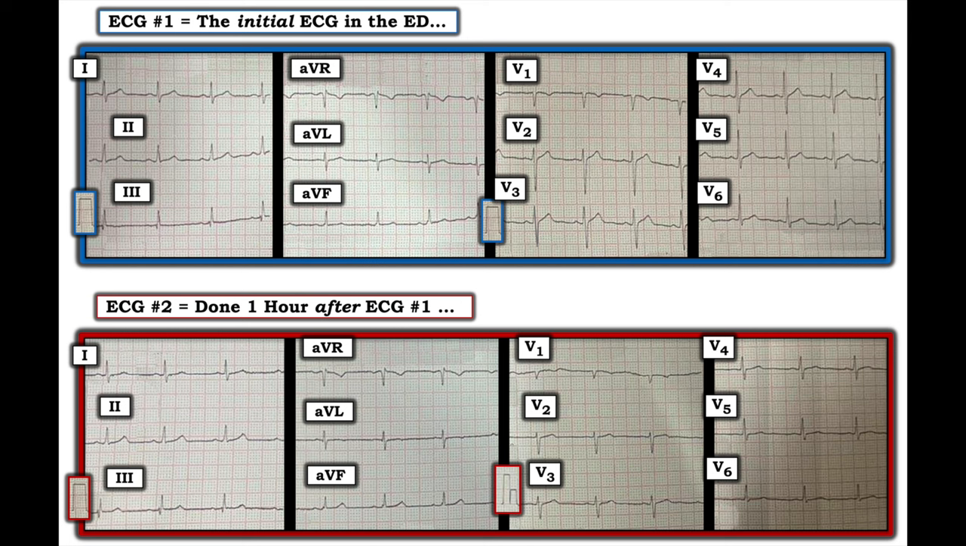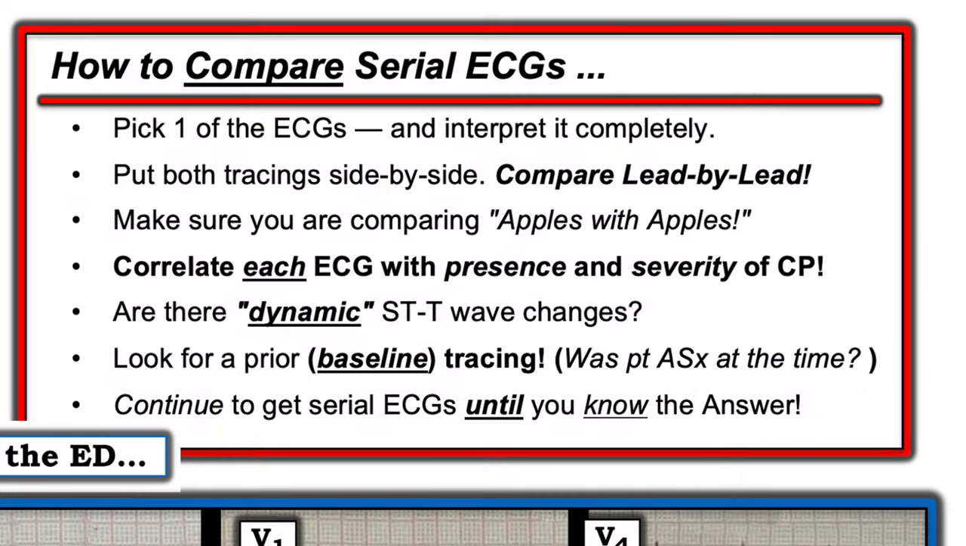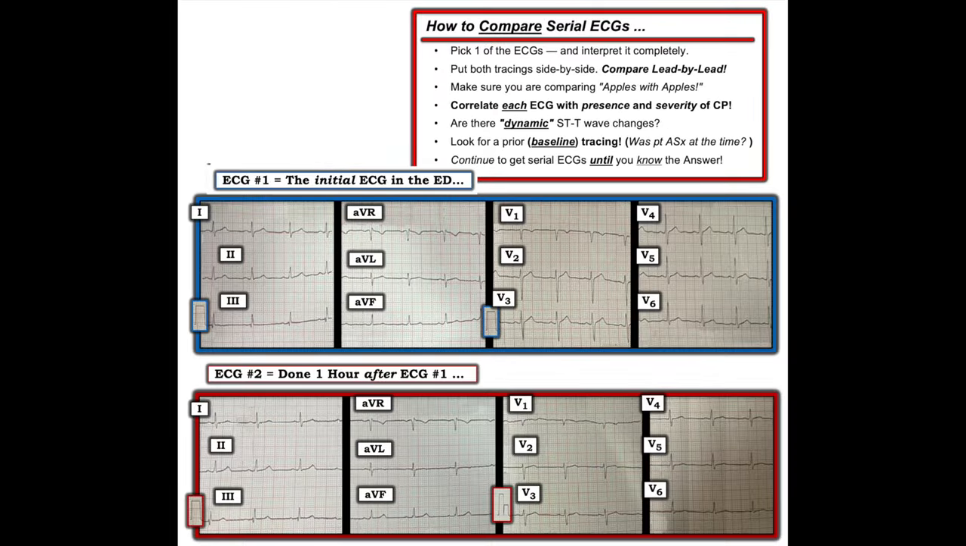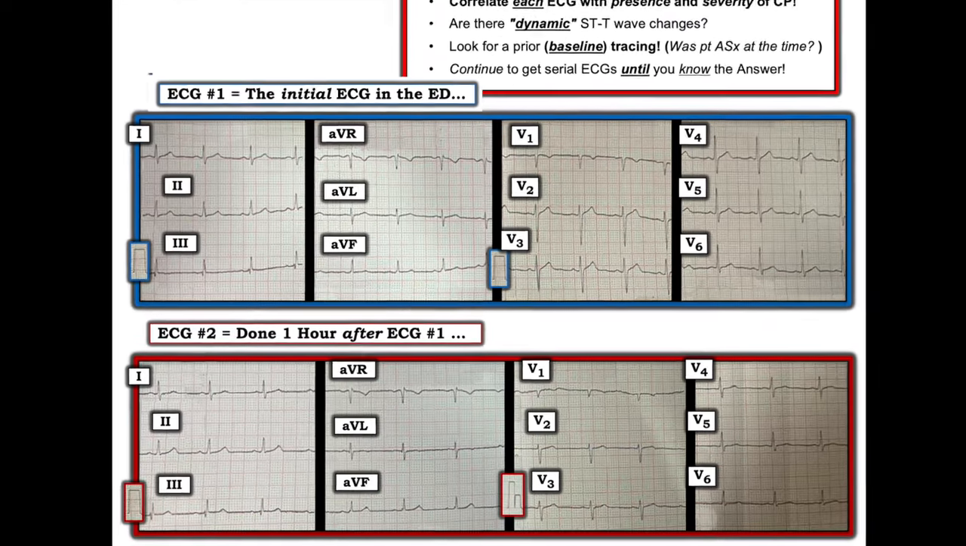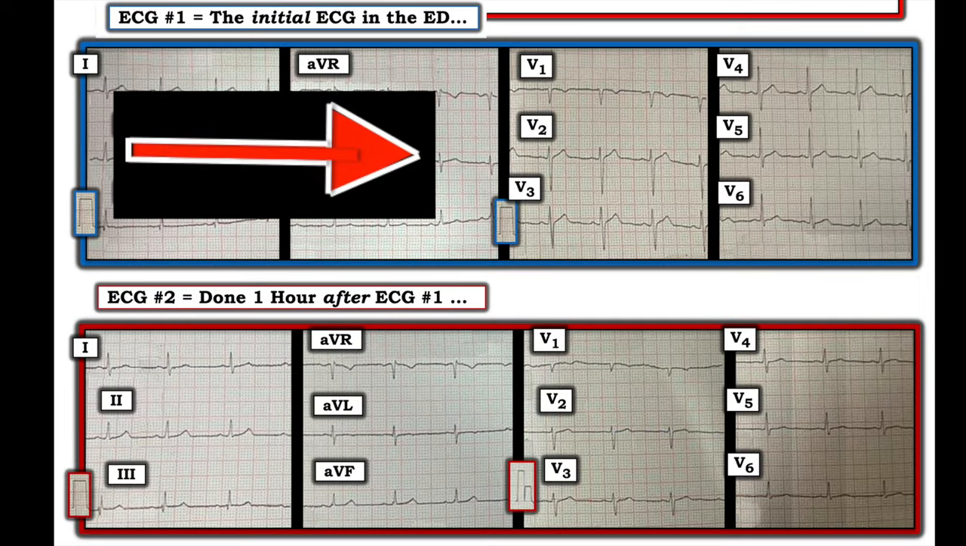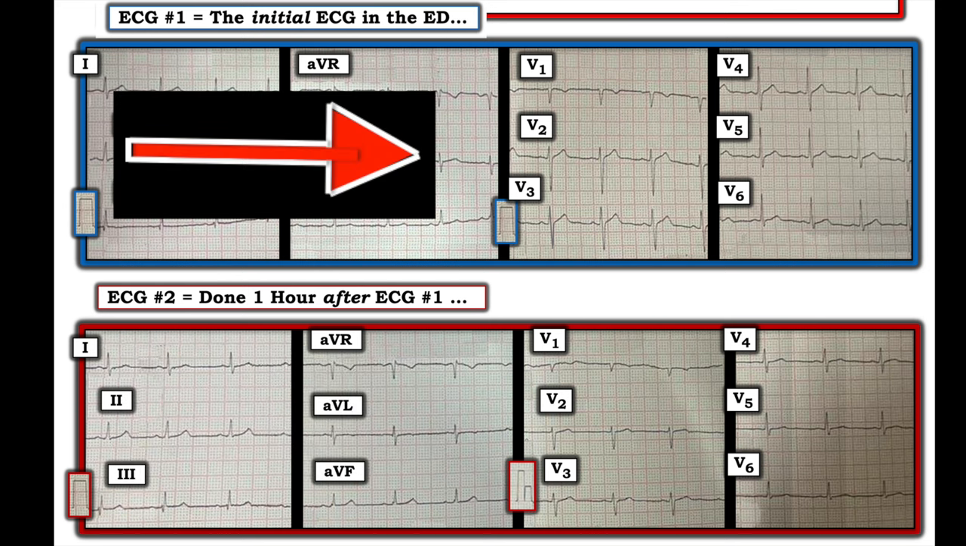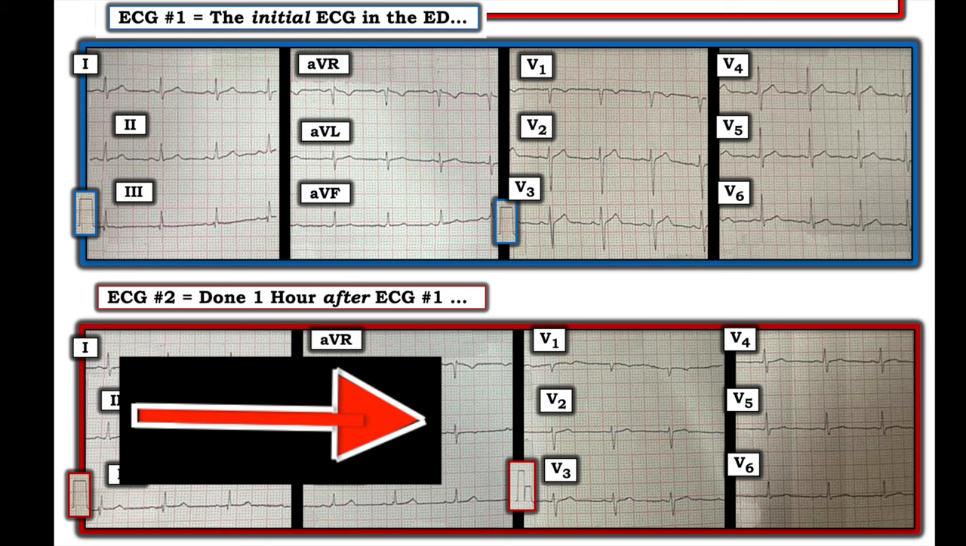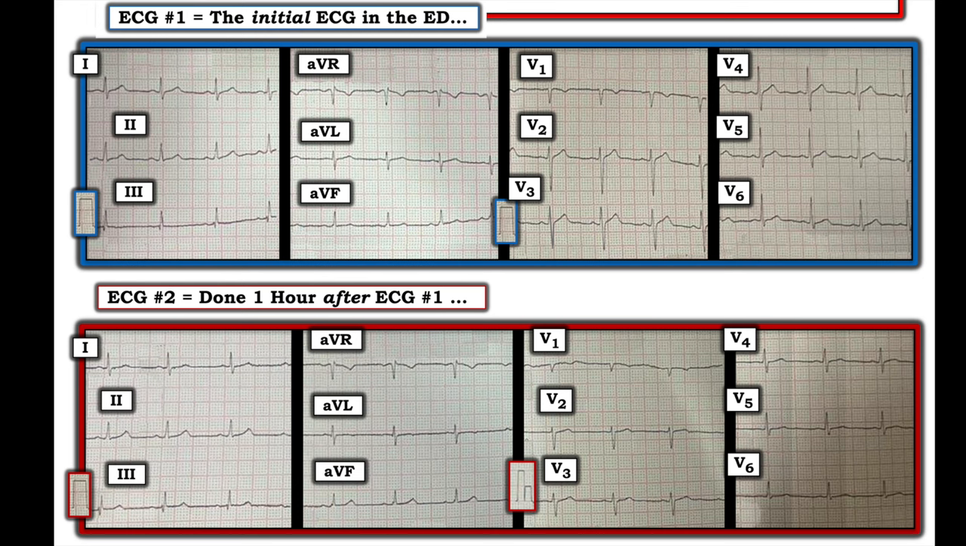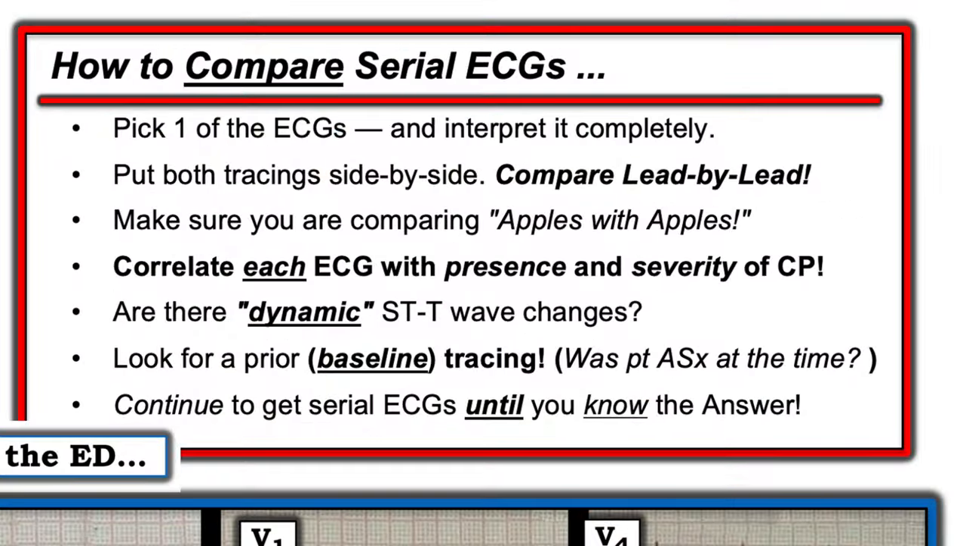I want to bring up a number of important points, one of the most important of which is, how do you compare tracings? This is the best way to compare tracings. I have them side by side. Most of the time when I observe, people look at one cardiogram by itself, then they look at the second cardiogram alone. And if you did that, you may say, hey, this is nothing specific. And hey, this is nothing specific.